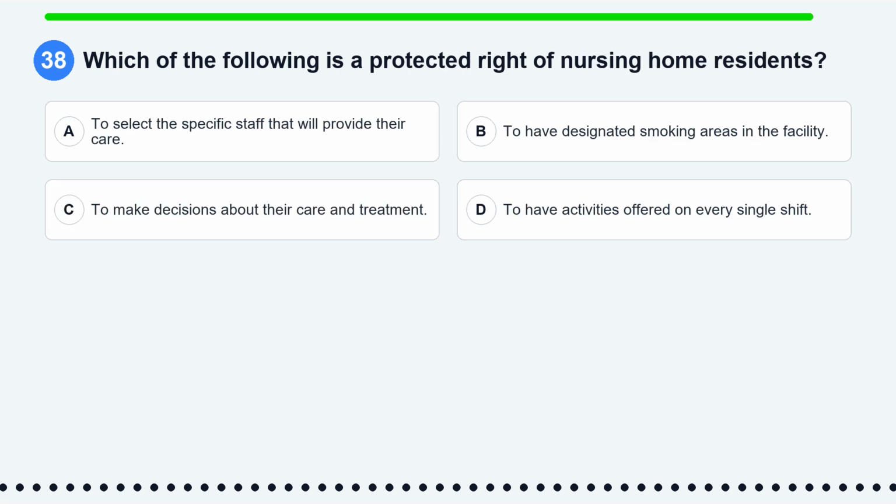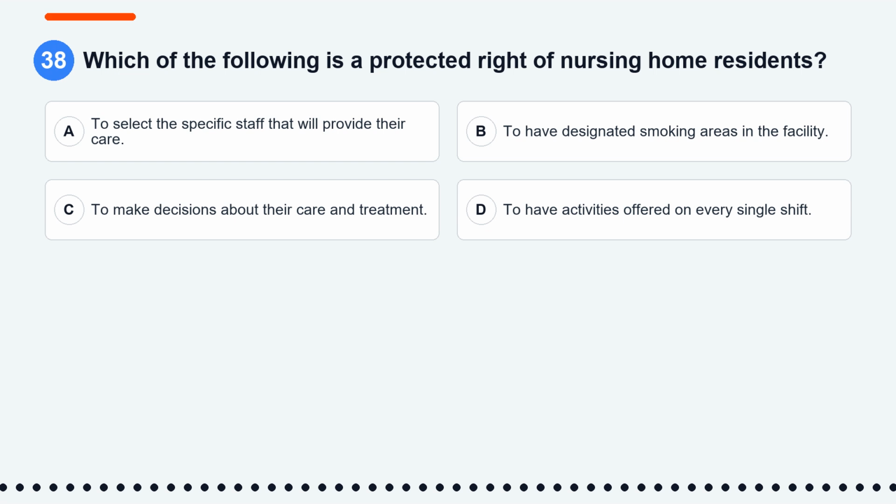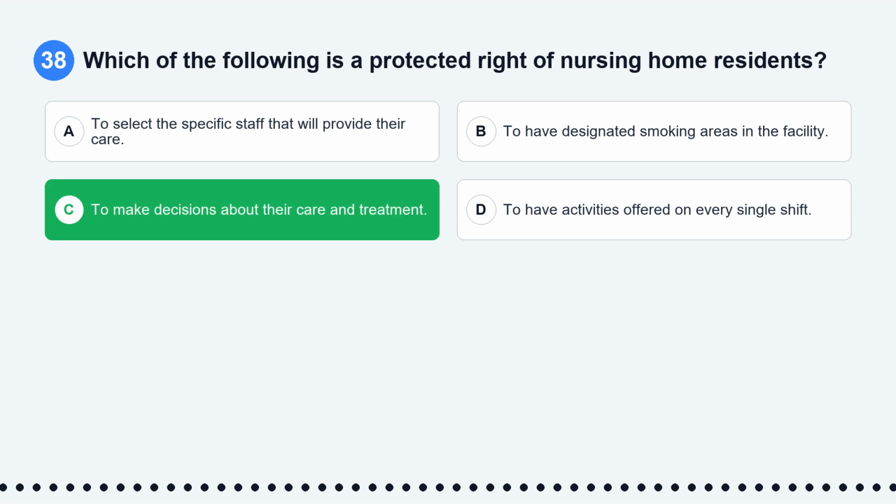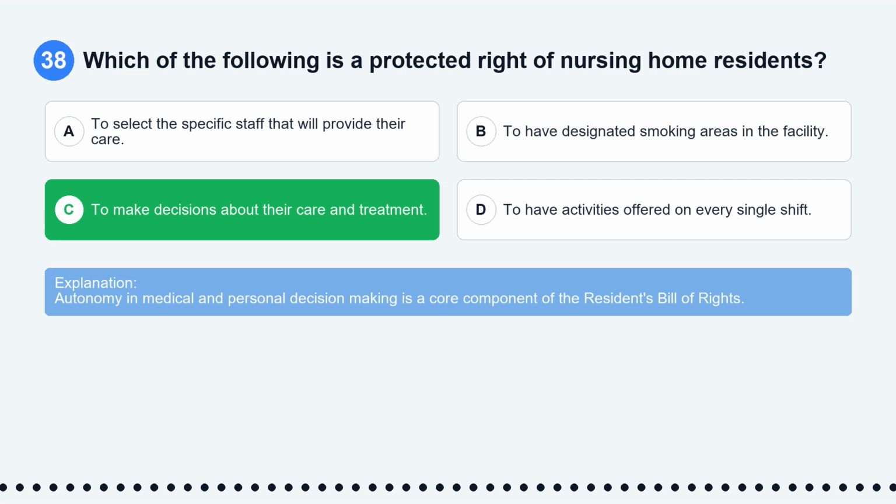Question 38. Which of the following is a protected right of nursing home residents? Option A, to select the specific staff that will provide their care. Option B, to have designated smoking areas in the facility. Option C, to make decisions about their care and treatment. Option D, to have activities offered on every single shift. The correct answer is option C, to make decisions about their care and treatment. Autonomy in medical and personal decision-making is a core component of the resident's Bill of Rights.